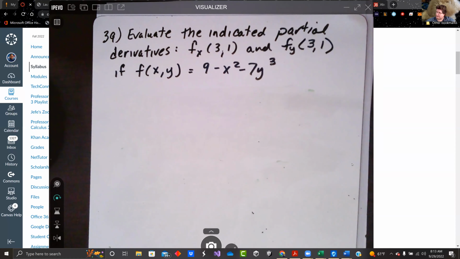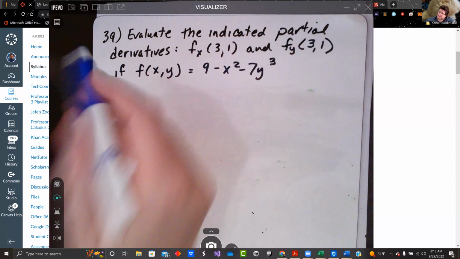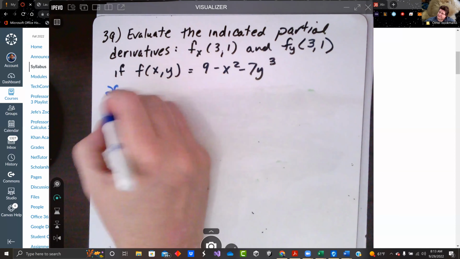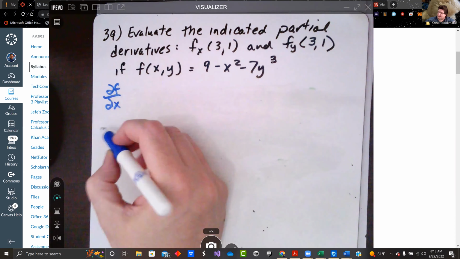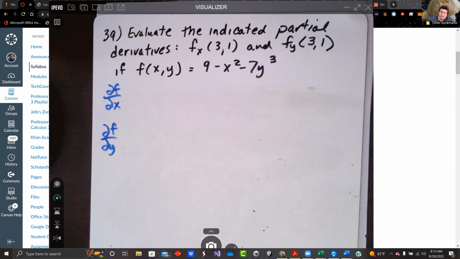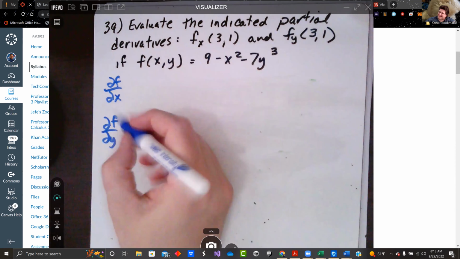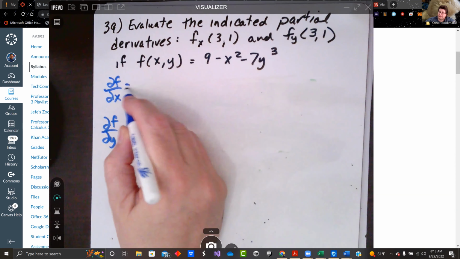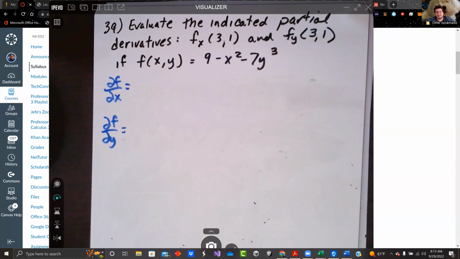And another way to write those notations is df/dx and df/dy, in case you did not watch this video. 13.3 is pretty important for the entire rest of the semester. Partial derivatives are the way to move forward for multivariable functions.